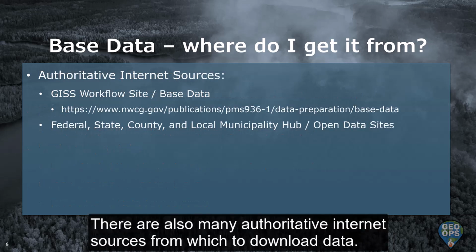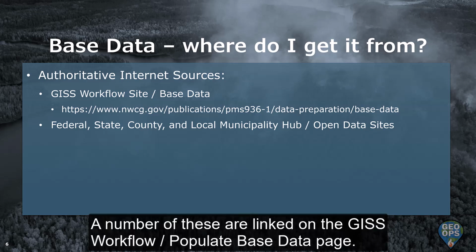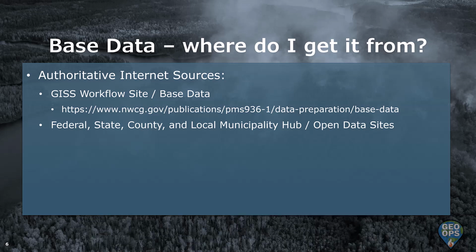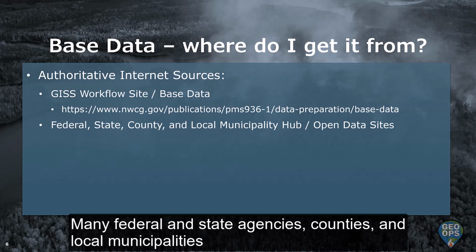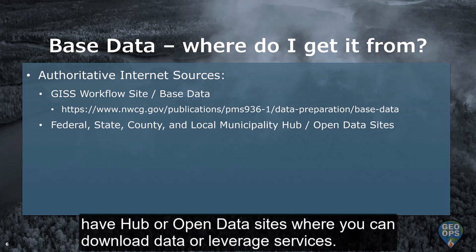There are also many authoritative internet sources from which to download data. A number of these are linked on the GISS Workflow Populate Base Data page. And many federal and state agencies, counties, and local municipalities have hub or open data sites where you can download data or leverage services.